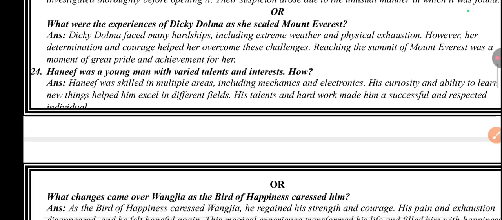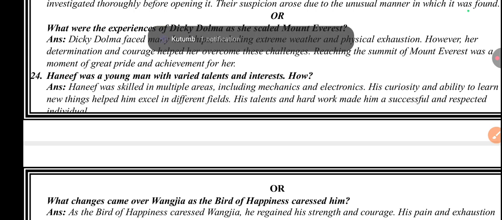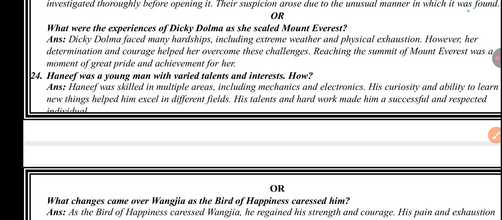For this question, they asked another R type question. What were the experiences of Dicky Dolma as she scaled Mount Everest? Dicky Dolma faced many hardships, including extreme weather and physical exhaustion. However, her determination and courage helped her overcome these challenges, reaching the summit of Mount Everest. Reaching the summit of Mount Everest was a moment of great pride and achievement for her.